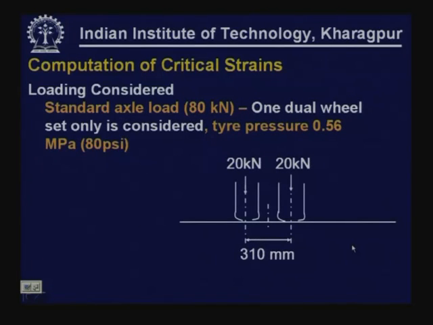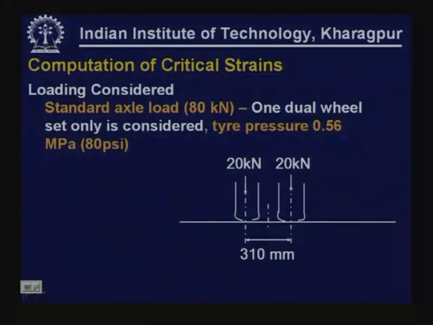All these pavements for the purpose of design are analyzed for a standard loading condition, the standard loading being a standard axle load. We discussed standard axle load in the previous lessons when we discussed traffic considerations. Standard axle load is an 80 kilonewton load distributed over 2 dual wheel sets on either side of the axle, with a tire pressure of 0.56 MPa, that is about 80 psi.